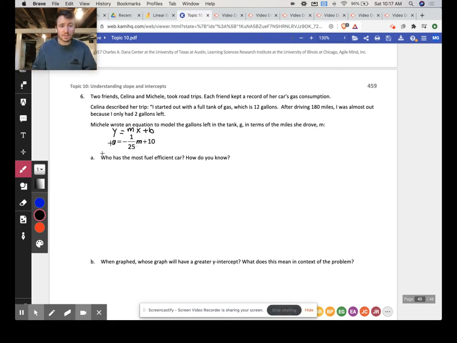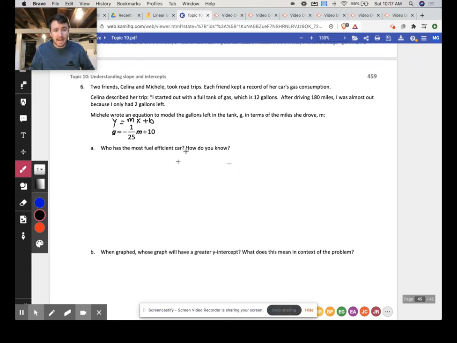So what I'd like you to do is just think through G is the same thing as Y, M is the same thing as X, and everything else can be essentially the same thing. So apply everything we've learned. Go through this and say, okay, I'm going to read this description. I'm going to try to understand what's happening. They're going to ask you a few questions about fuel efficiency. What do you think that means? How do you reason through that?